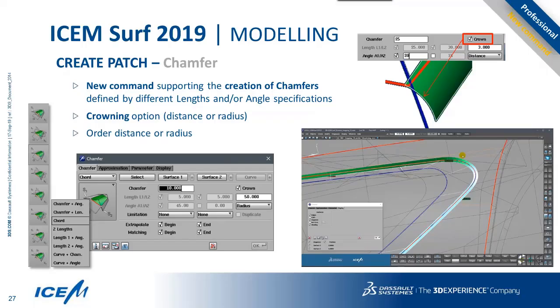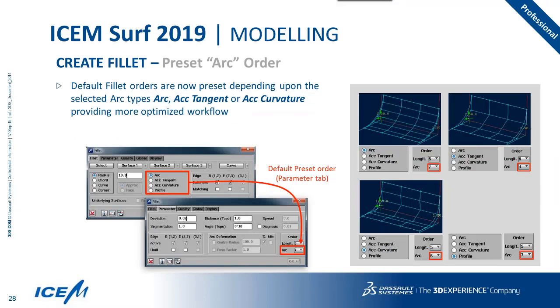Okay, moving on. Now here's one that I think has been a long time coming. You know, when you want to make an arc fillet, it always seemed to default to the wrong order, right? So finally now, depending on the type of fillet you choose, be it arc, tangency, curvature, or profile, we've redefined what the default values are. So finally, whenever you specify an arc fillet, it will automatically be 7. You don't need to change it anymore. So this is a very sensible enhancement, certainly from my point of view.